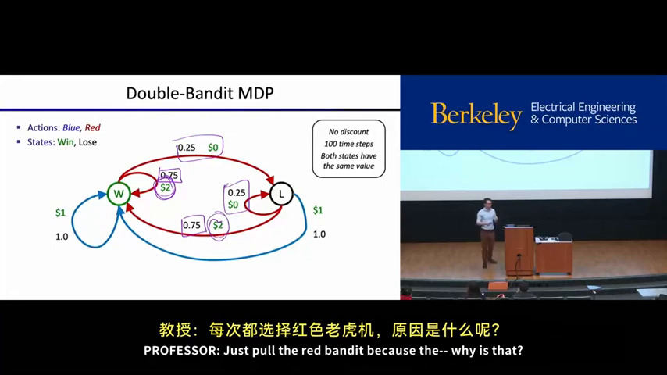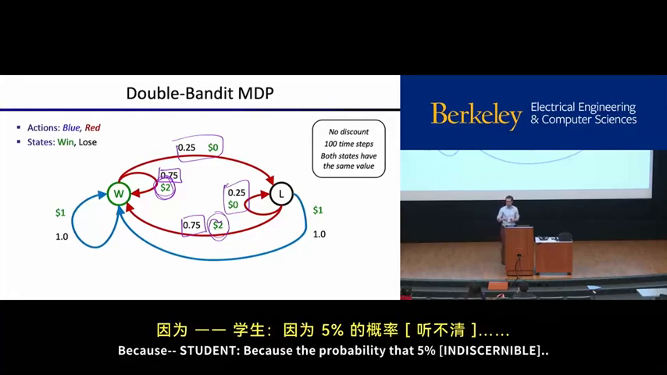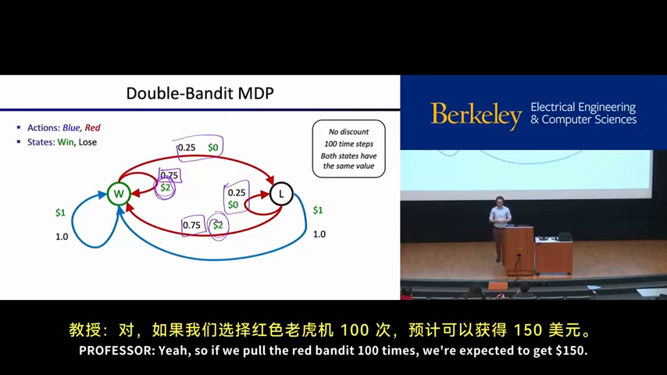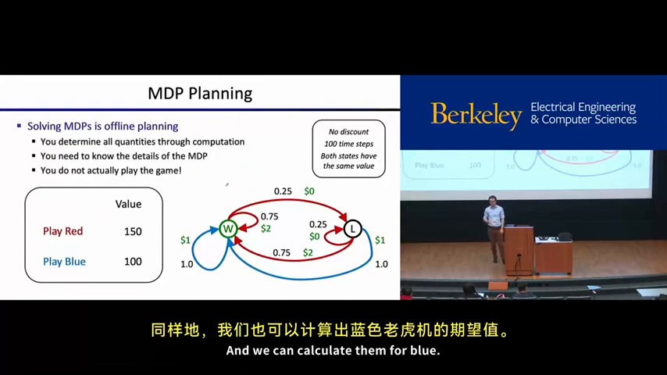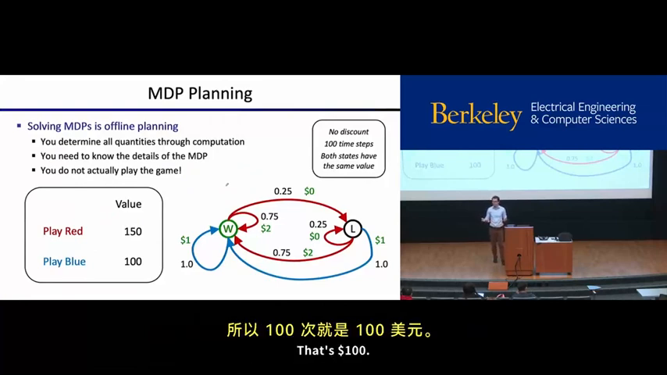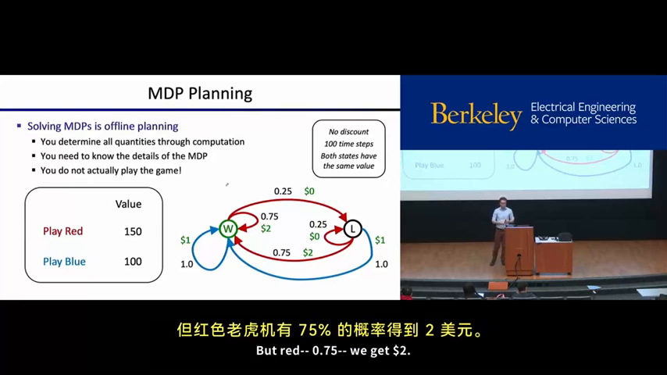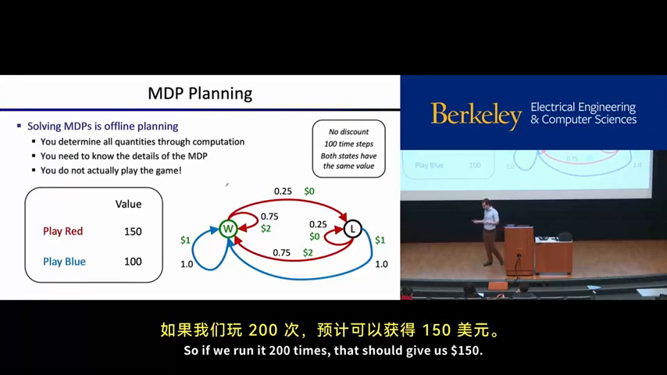Just pull the red bandit, right? Why is that? Because if we pull the red bandit 100 times, we're expected to get $150, right? So we can calculate these values, and we can calculate them for blue. Blue just gives us $1 each time. That's $100. But red, 0.75, we get $2. So if we run it 200 times, that should give us $150.